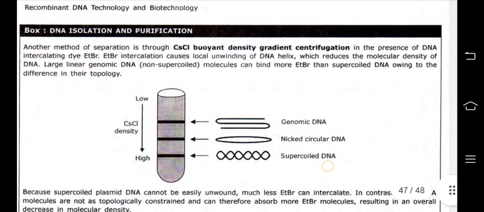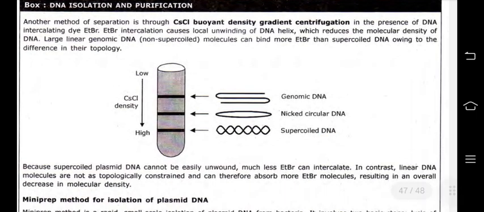Another method of separation is through cesium chloride buoyant density gradient centrifugation in the presence of the DNA intercalating agent EtBr. EtBr intercalation causes local unwinding of the DNA helix, which reduces the molecular density of DNA. Large linear genomic DNA and non-supercoiled molecules can bind more EtBr than supercoiled DNA owing to the difference in their topology. So, from low to high CsCl density: genomic DNA, nicked circular DNA, supercoiled DNA.